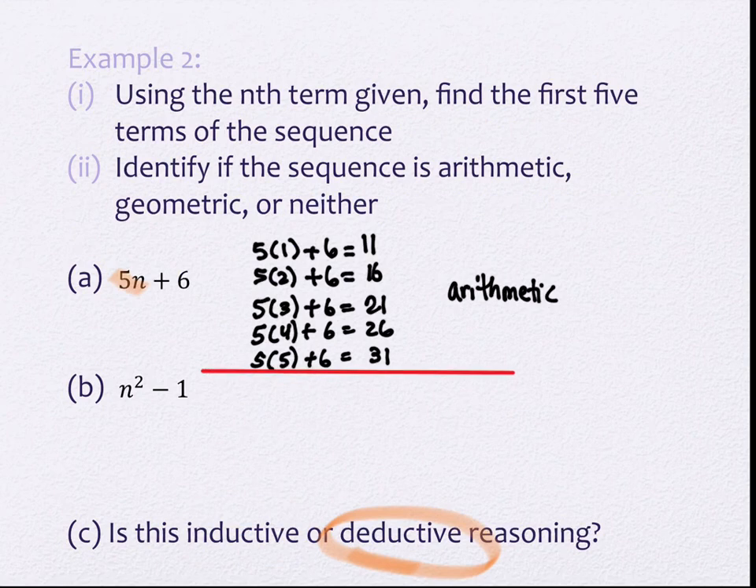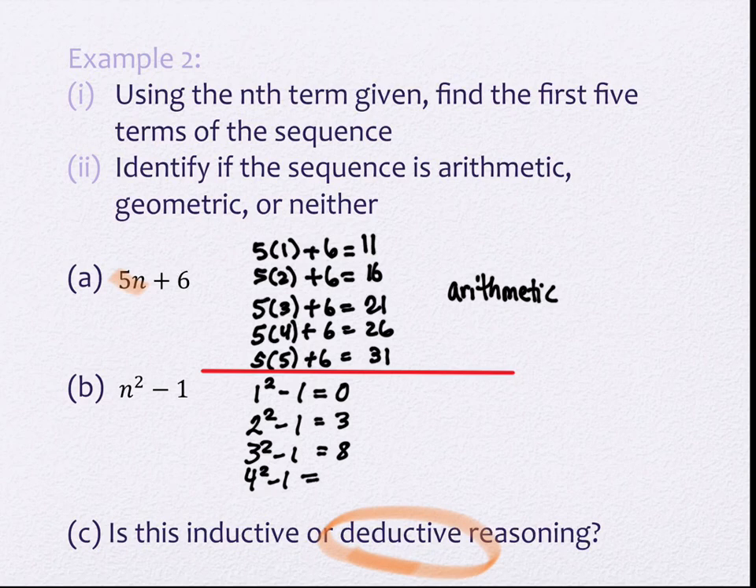So now we have n squared. So we're going to do 1 squared minus 1, which is going to give me, don't overthink it, is that 0? That's 0, yeah. How about 2 squared minus 1? 3. 3 squared minus 1. 8, yeah. 4 squared minus 1. 15. And then 5 squared minus 1 is 24. Okay? So these are our first 5 terms.